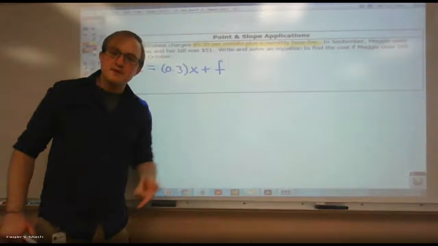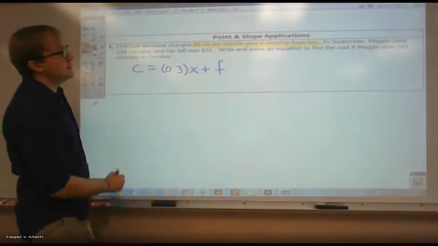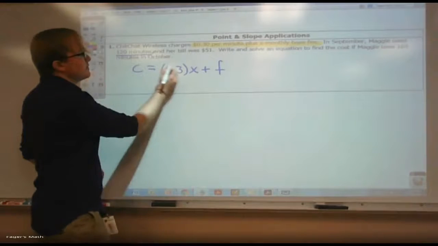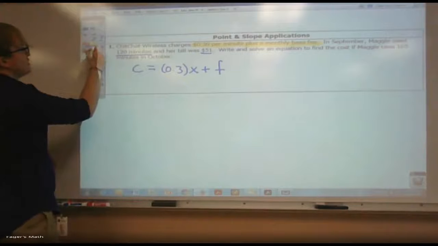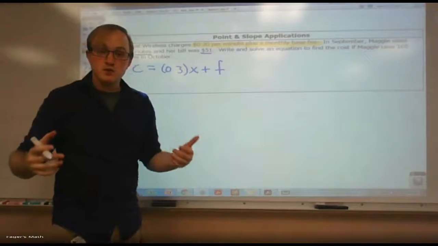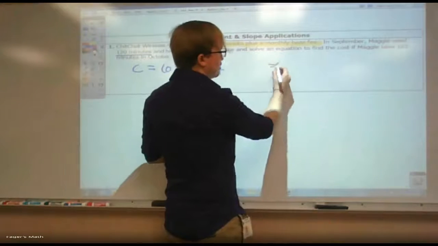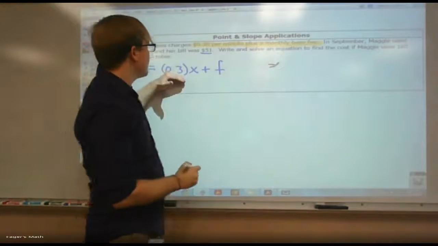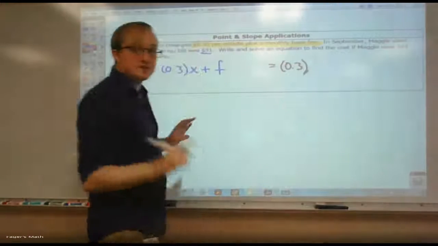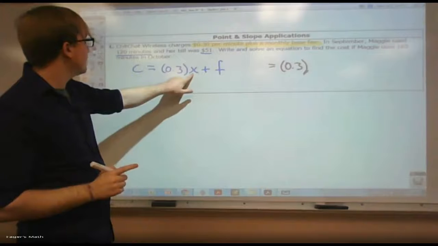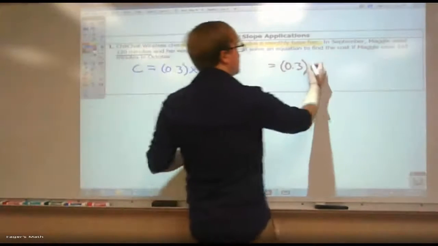Now we need to solve for the base fee first. So we're going to use our information from September. They tell us she used 120 minutes, her cost was 51. So we're going to go ahead and do that, and we're going to fill in the numbers where they go. So we know that cost is equal to our rate, 0.3, times the number of minutes, right? And she used 120 minutes, so 120 goes in for X, so 120.